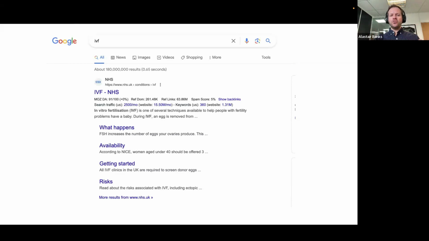So I want to know who turns up for these, and funnily enough, the NHS in the UK turn up number one, which you would expect. But also I look at things like this number up here. So you can just about see here that IVF has 180 million results, which to me gives me some insight into the size of market, and that in itself is quite useful.